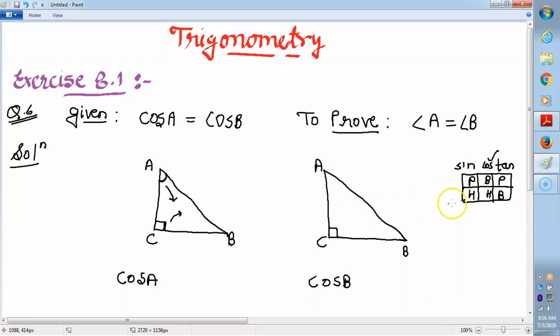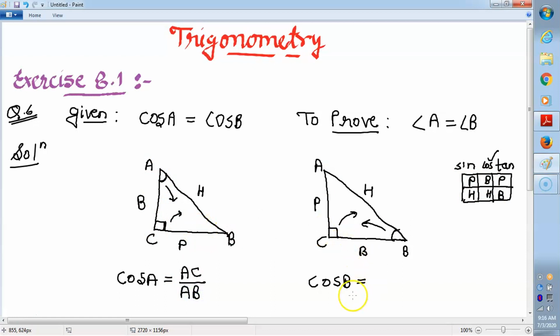Cos is based upon hypotenuse. Let's decide cos A first. If we are taking A, BC is a perpendicular, AC is a base, AB is a hypotenuse. If we are taking angle B, then side opposite to angle B means AC is a perpendicular, side adjacent to angle B means BC is a base, and side opposite to right angle is a hypotenuse. Okay, now let's write the ratios. For cos A, what is cos? Base upon hypotenuse, no? So, base is AC and hypotenuse is AB.